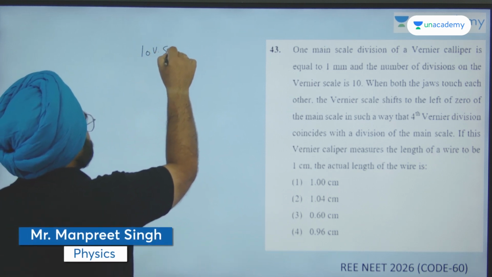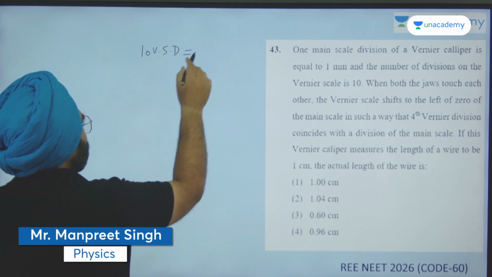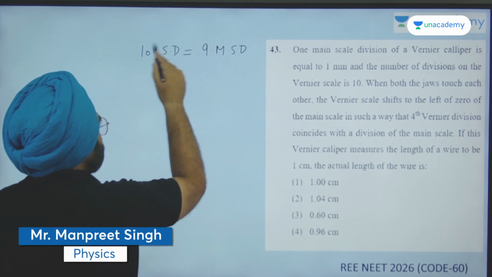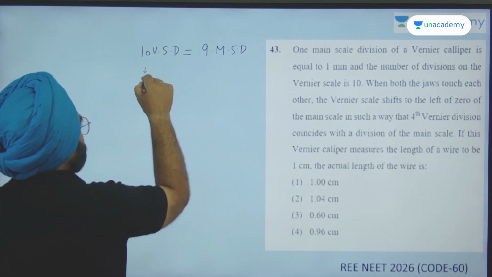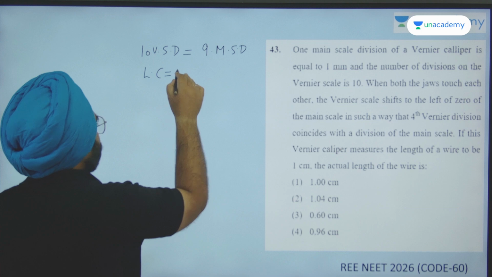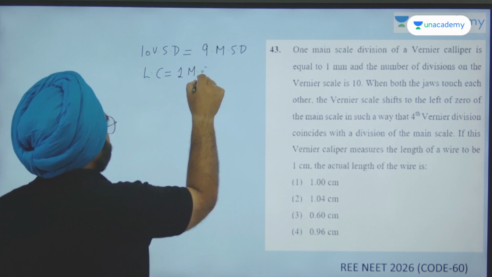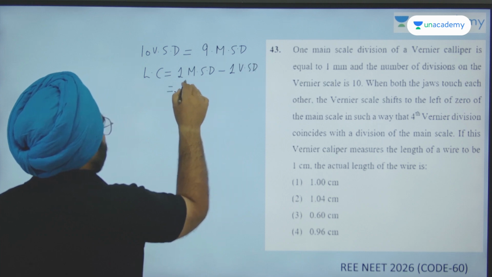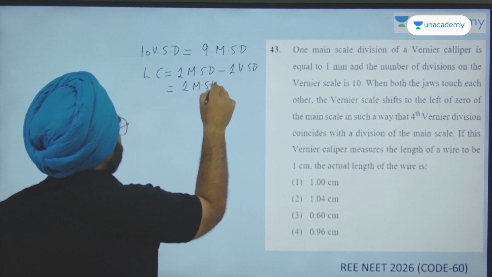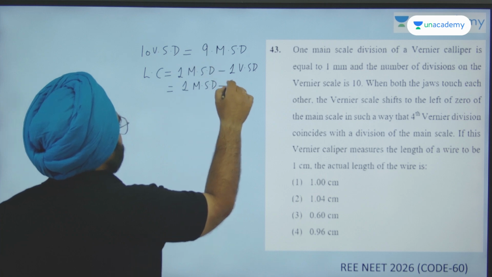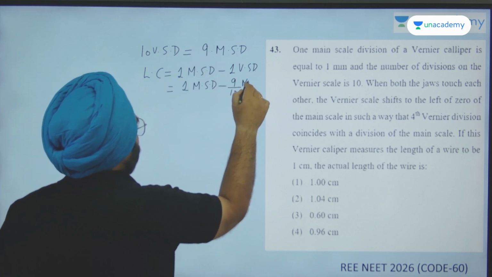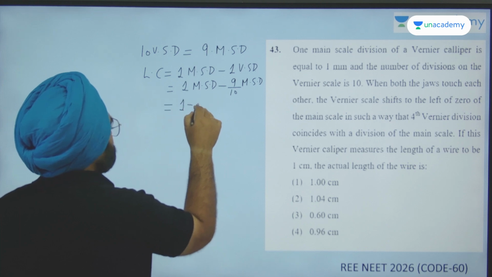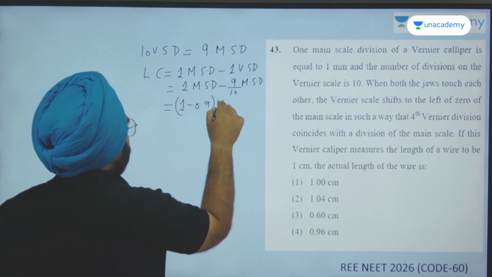This is the same concept like the normal questions we see. 10 VSD is equal to 9 MSD. Got it? So in this case, when we find the least count, it becomes what? 1 MSD minus 1 VSD. So it will be 1 MSD minus 9 by 10 MSD. So it will become (1 minus 0.9) MSD.